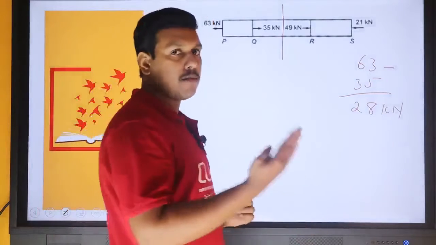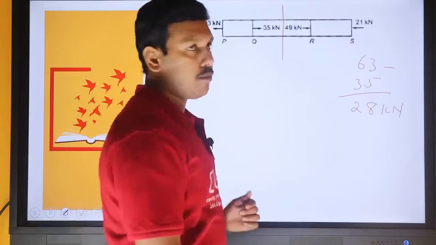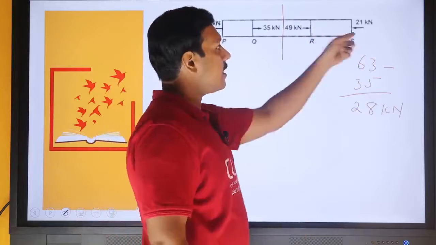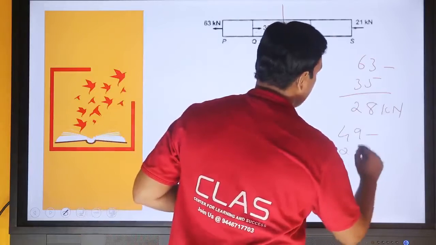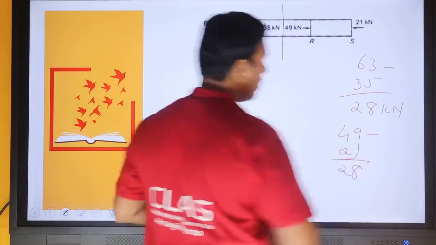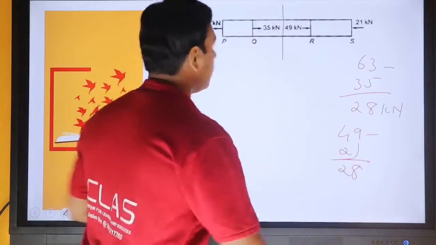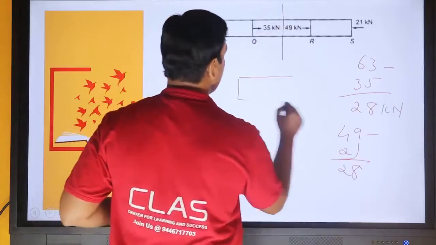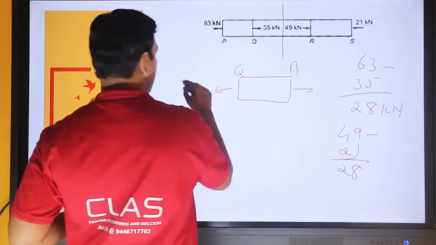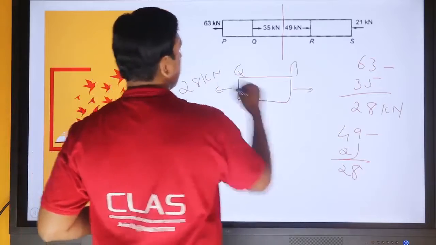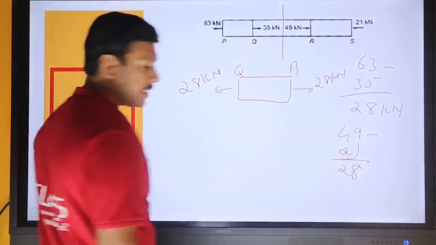Similarly, we can find out the sum of forces towards right of the section. If I am considering right of the section, 49 is tensile and 21 is compressive. Therefore, 49 minus 21, we get 28, and the direction is the direction of the force with the higher magnitude. 49 is tensile. Therefore, this is the segment QR, and at this side 28 kilonewton, this is also 28 kilonewton. Therefore, load acting is 28 kilonewton.